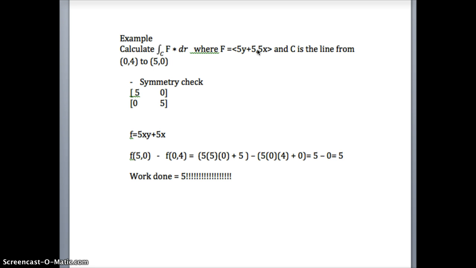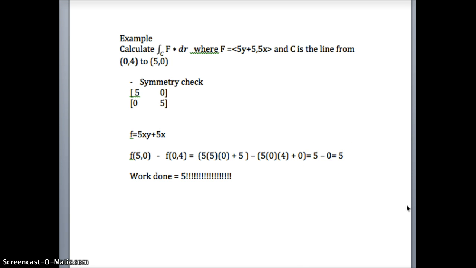As we showed earlier, using the fundamental theorem, all we need to do in order to solve the rest of this problem is to plug in our two endpoints. So we plug in our b point, which is 5, 0, into the equation, and then we plug in our a point, which is 0, 4, into the equation. By plugging them in, we're able to find the work done by subtracting the two. And you can see here that our result is 5 minus 0, and that's equal to 5.